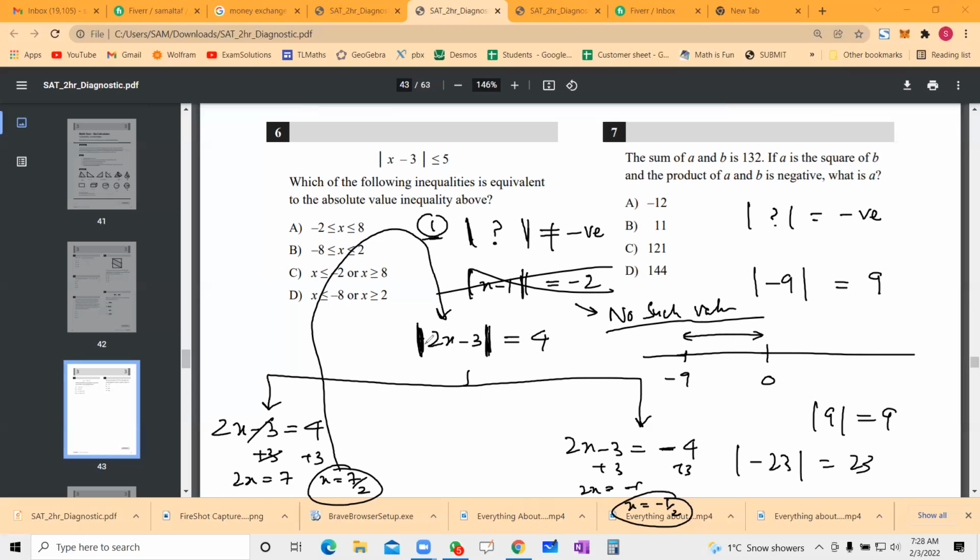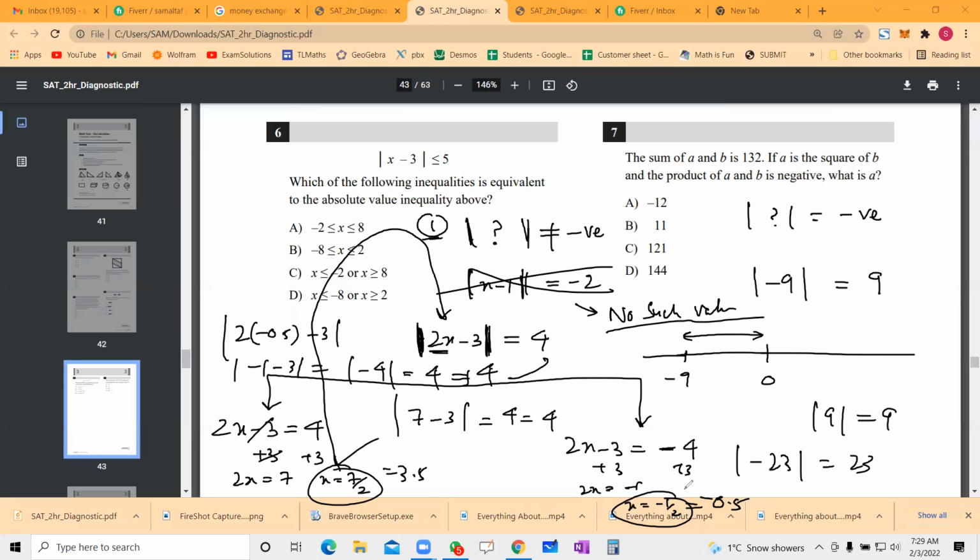Let's try it. If you have 7/2, that means 3.5. Let's plug it into the absolute value equation. The absolute value of 2 times 3.5 is 7, 7 minus 3 is 4. Yes, 4 is equal to 4. And let us plug in negative 0.5, because negative 1/2 means negative 0.5, right? Mm-hmm. The absolute value of 2 times negative 0.5 minus 3 is the absolute value of negative 1 minus 3, which is the absolute value of negative 4. And the absolute value of negative 4 is 4, and 4 is equal to 4. So both these numbers are working. This is the way of solving an absolute value equation.